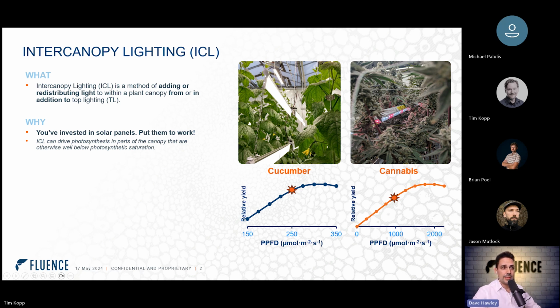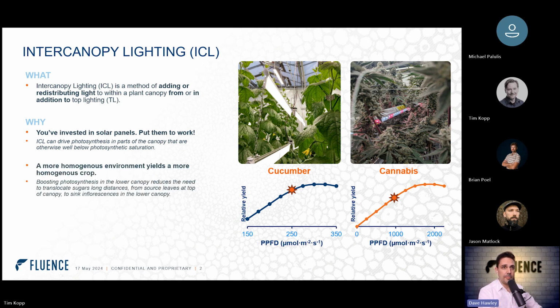The point is, there's reason to believe that intercanopy lighting in cannabis could be valuable, but maybe not as valuable as what we see in other crops where the top of the canopy is close to photosynthetic saturation. So hold that in your mind. This is a really important nuance of something that makes cannabis so unique, is that it's just so hungry for light. Intercanopy lighting maybe adds value, but maybe isn't as critical as it could be in other crops.